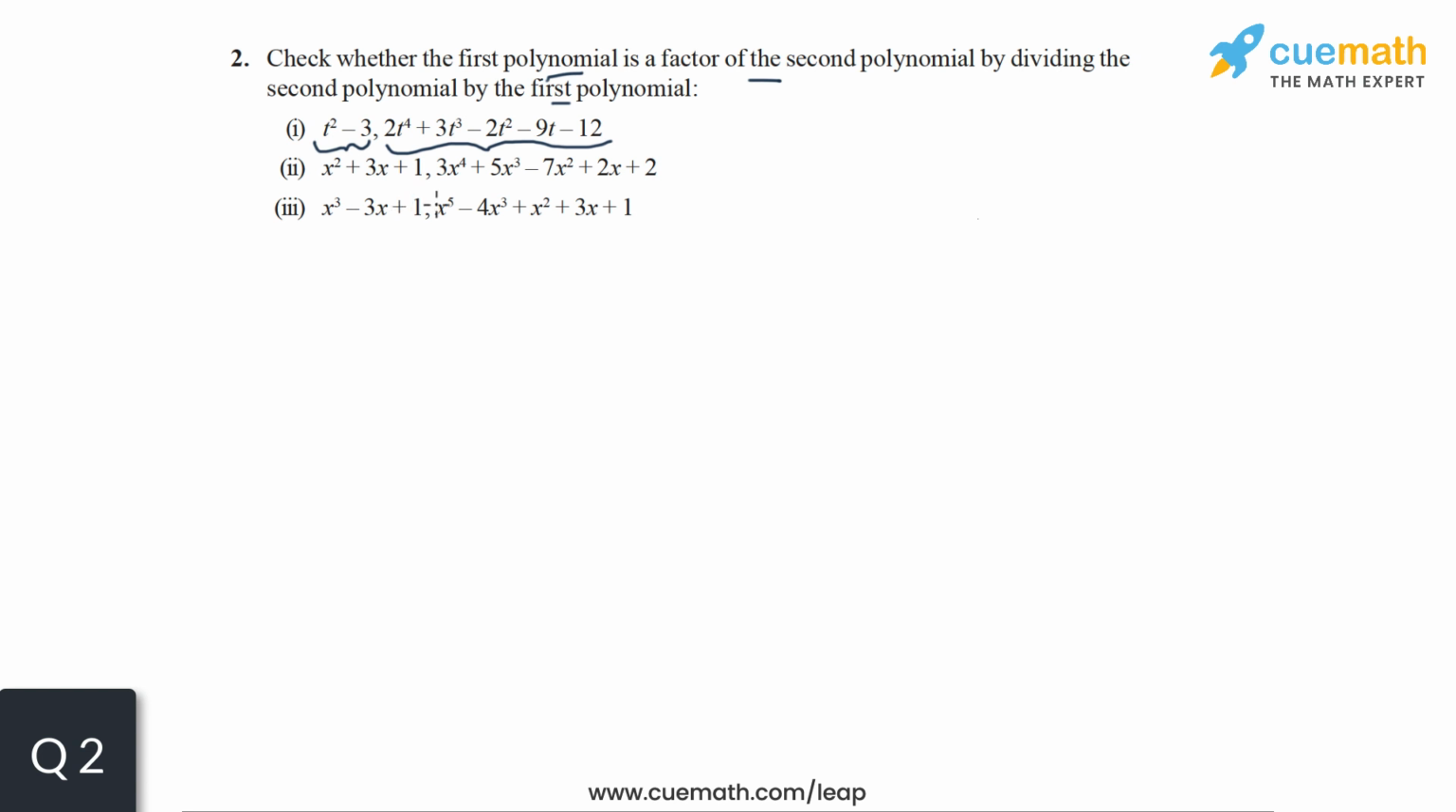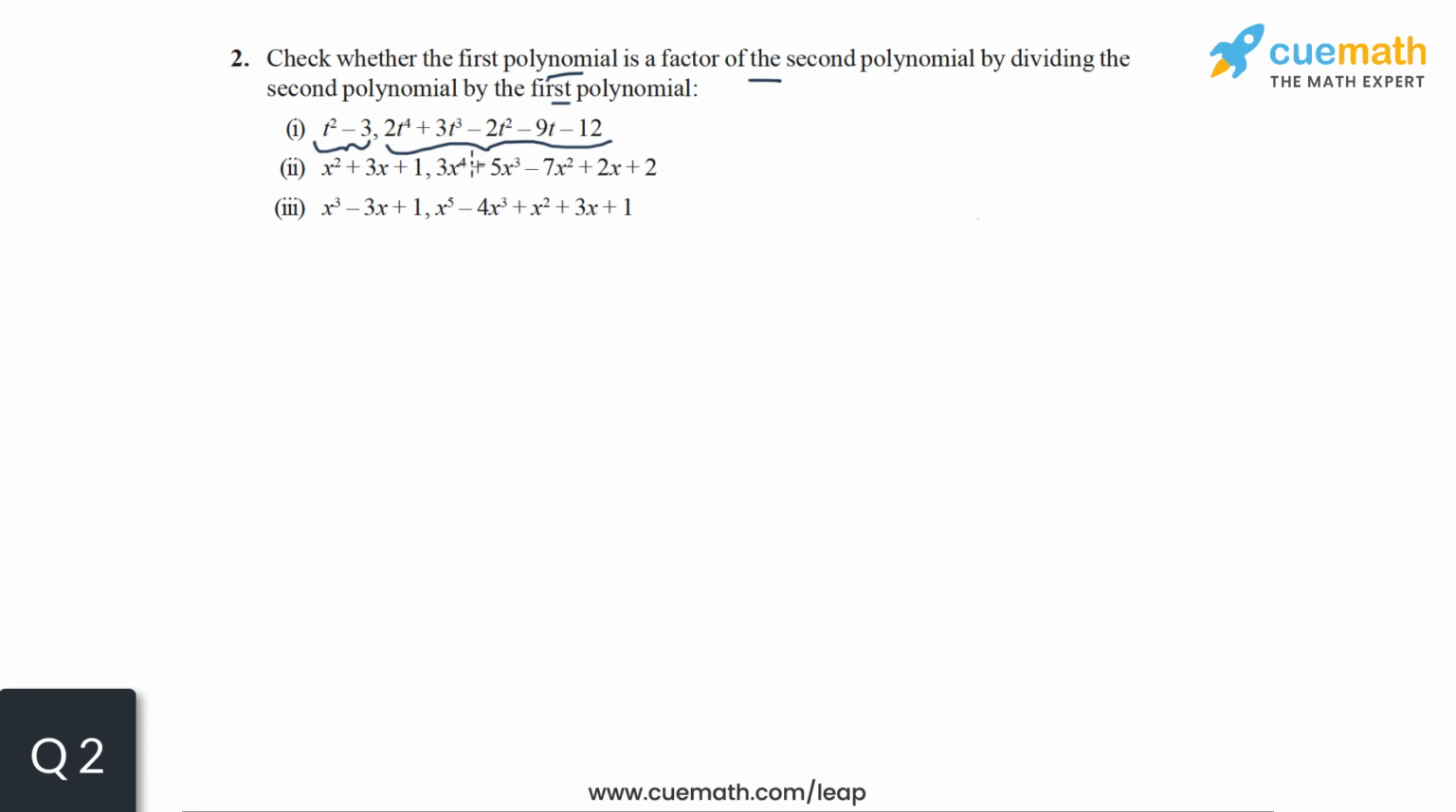And we have to check whether the second polynomial is perfectly divisible by the first polynomial, whether the first polynomial is a factor of the second polynomial. And that will happen if in the division process of dividing the second polynomial by the first polynomial, we are left with a remainder of 0.